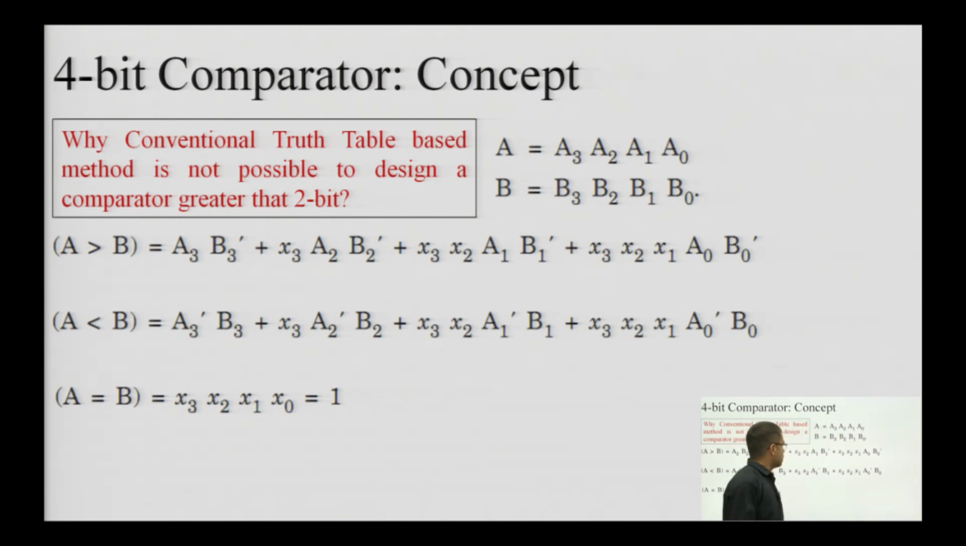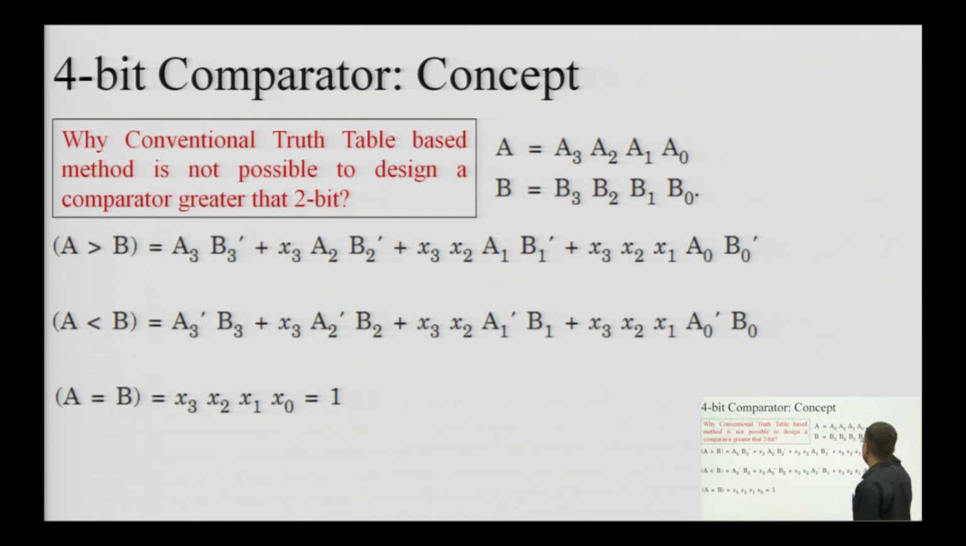So, for 4-bit comparison, we can see that this conventional truth table method cannot be used. Why? Because A is of 4 bits, B is of 4 bits. So, the total number of inputs is 8. So, 2 raised to power 8, 256 cases will be there in our truth table. That means a normal truth table cannot be used for designing the expression for a 4-bit comparator. So, we have to generalize it by using the concept of 1-bit comparison.